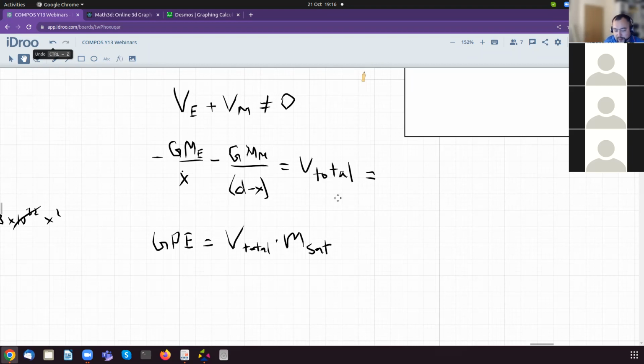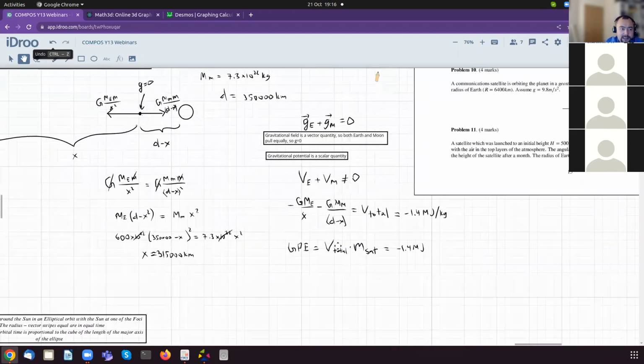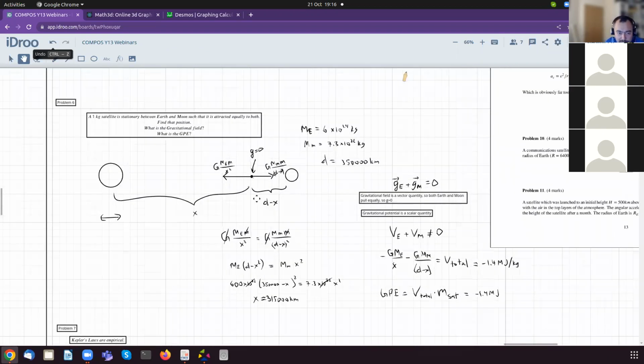So it's 1.4 megajoules. It's minus 1.4 megajoules per kilogram. And because we multiply this by 1, it's minus 1.4 megajoules. So the gravitational potential energy of a satellite at the neutral point between the moon and the Earth is minus 1.4 megajoules.